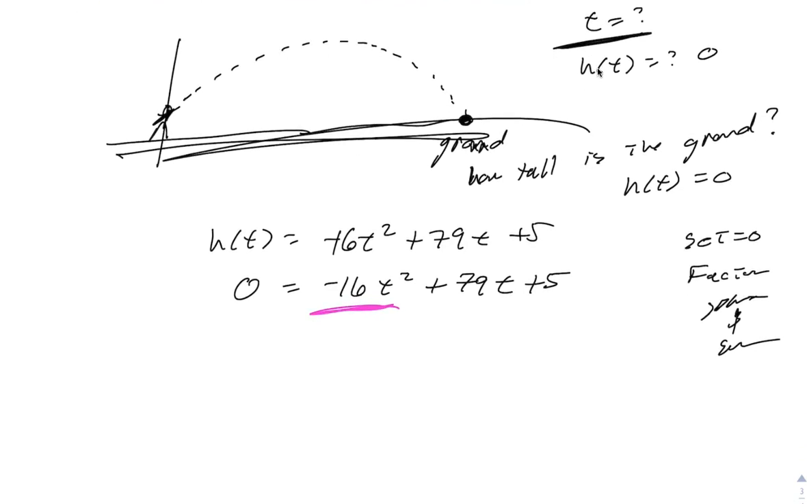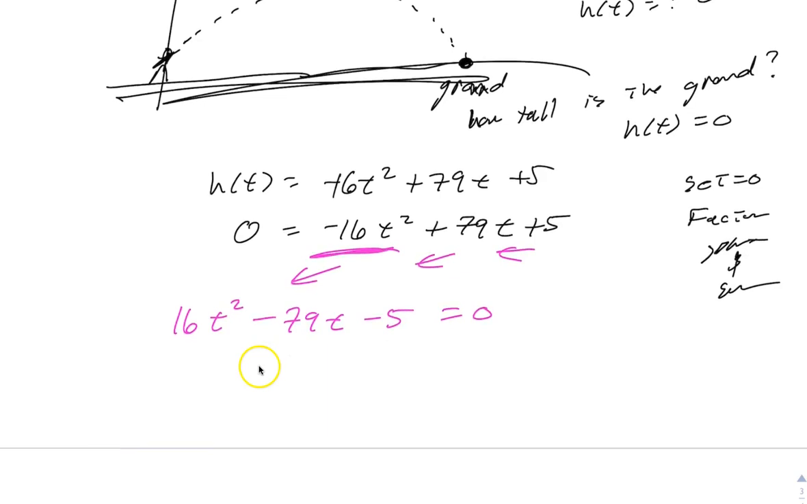So I move it over. Let's move everything over there. I want my things to be positive. So I'm going to add 16t squared to both sides. I'm going to get 16t squared minus 79t minus 5 equals 0. Again, I don't like having a negative leading coefficient, so I just move them all over. So I added that to both sides, got this. Subtracted 79t from both sides, subtracted 5 from both sides. So it makes me so much better. Now I've got to factor this.